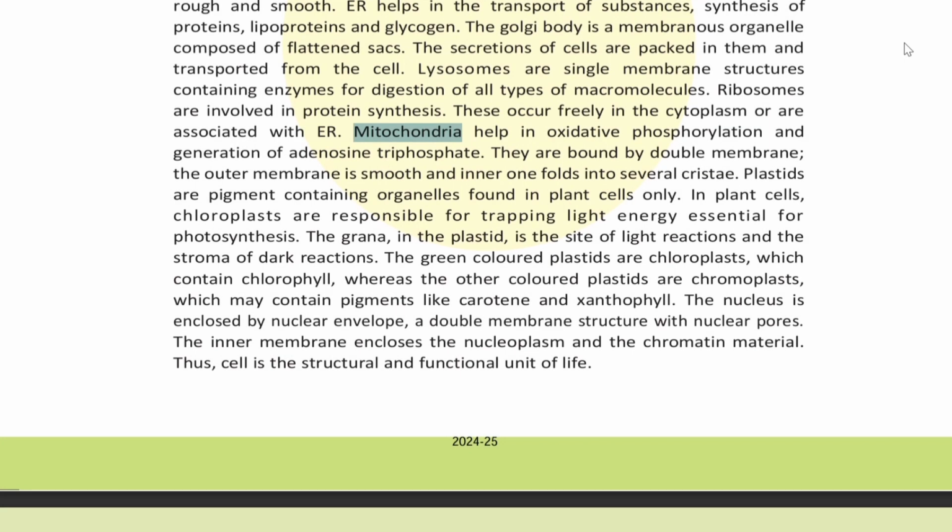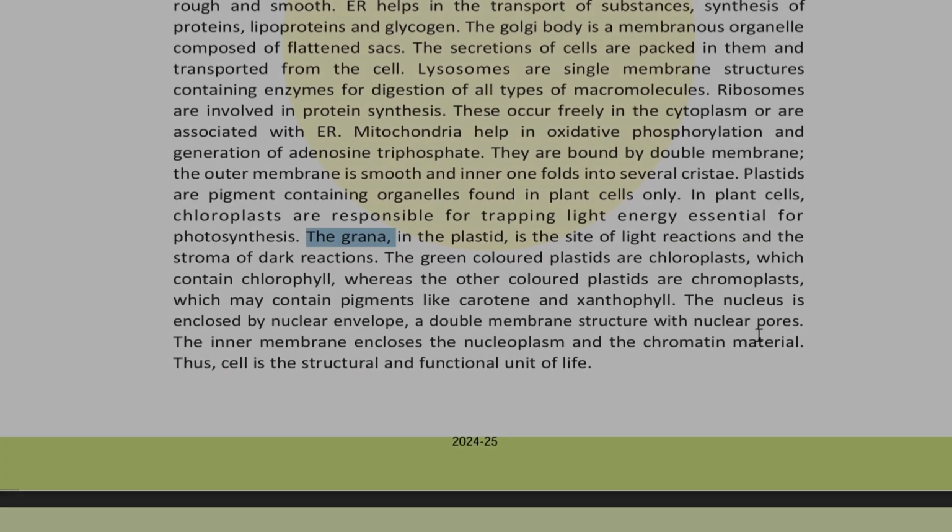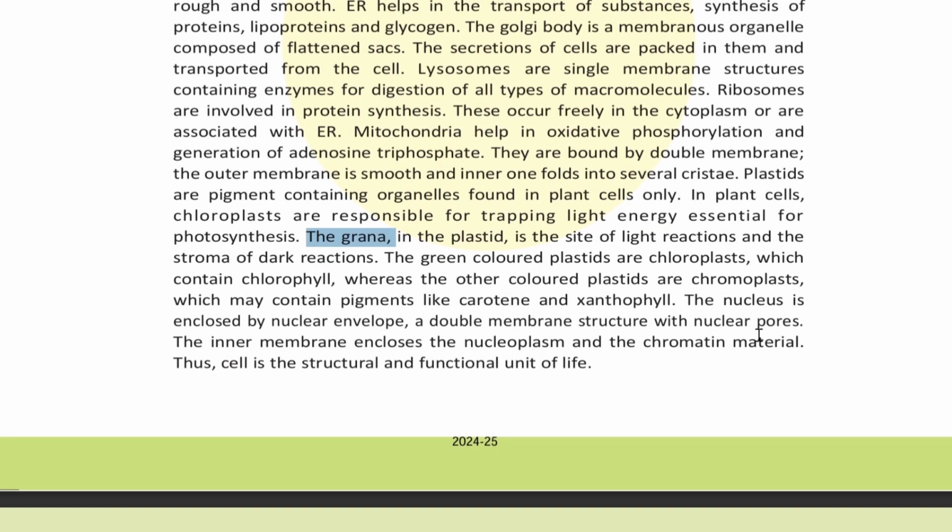Mitochondria help in oxidative phosphorylation and generation of adenosine triphosphate. They are bound by a double membrane. The outer membrane is smooth and the inner one folds into several cristae. Plastids are pigment-containing organelles found in plant cells only. In plant cells, chloroplasts are responsible for trapping light energy essential for photosynthesis. The grana in the plastid is the site of light reactions and the stroma of dark reactions. The green colored plastids are chloroplasts, which contain chlorophyll, whereas the other colored plastids are chromoplasts, which may contain pigments like carotene and xanthophyll.